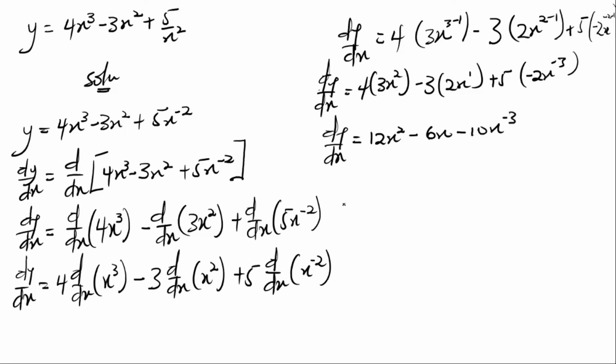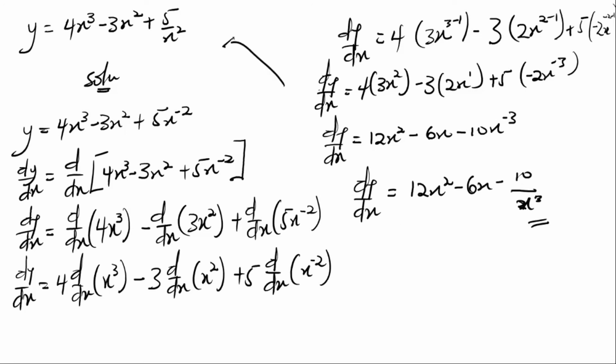So from here we can simply just what? Rewrite this equation in a nicer way, and then we get our solution. So our dy/dx becomes what? 12x squared minus 6x minus 10 over x raised to the power what? Cube. Okay, so this becomes our solution, our differentiation after we differentiate the function what? 4x cubed minus 3x squared plus 5 over what?